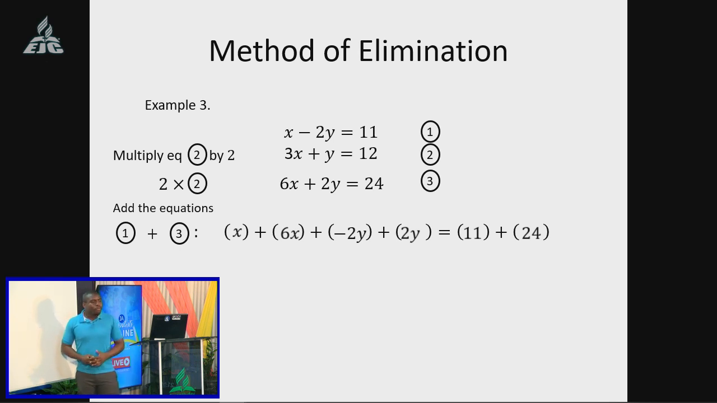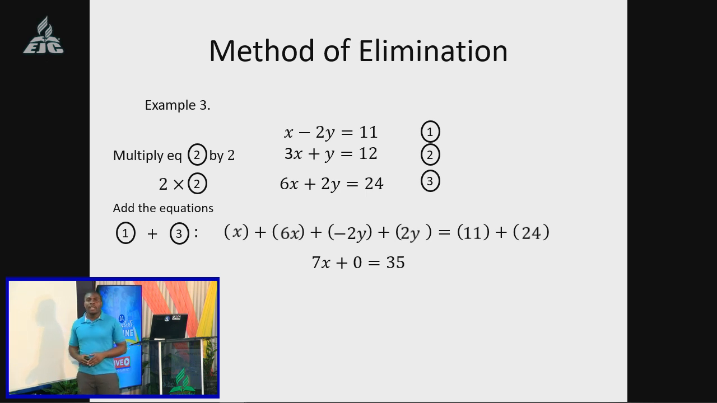So we have x plus 6x, x from equation 1 plus 6x from equation 3, plus negative 2y from equation 1 plus 2y from equation 3, and that is equal to 11 from equation 1 plus 24 from equation 3. Let us simplify this equation.